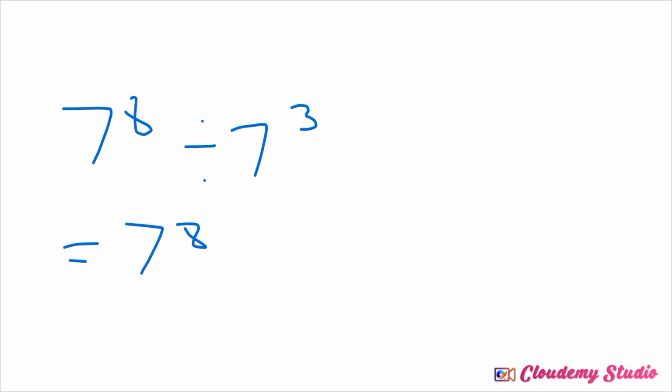Okay, let's try another one with division, right? Take 7 to the power of 8, divide by 7 to the power of 3, which will equal 7 to the power of 8 minus 3. You end up with 7 to the power of how much? 5. So you see how easy they are.